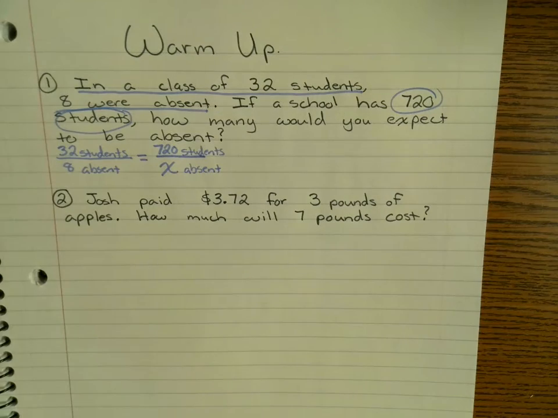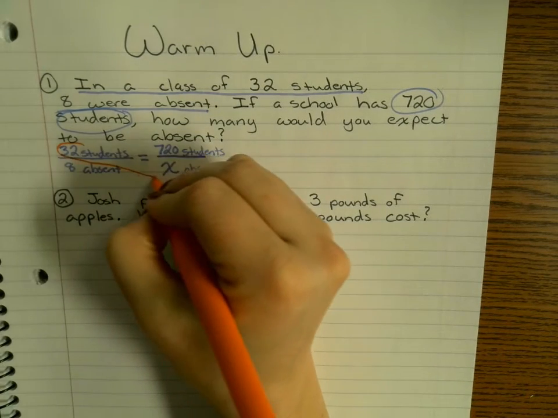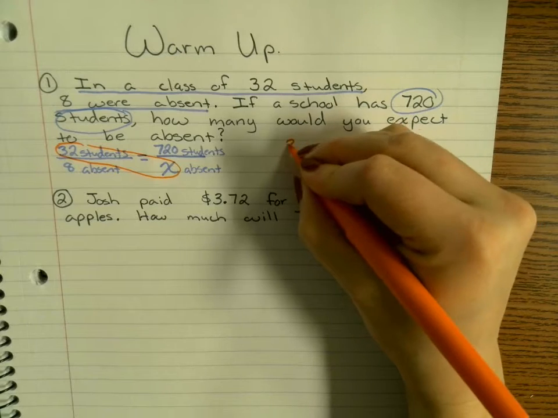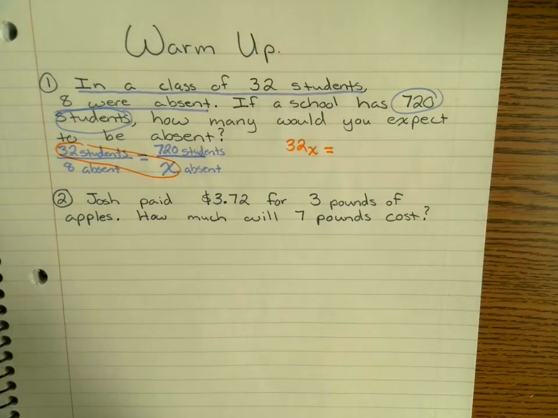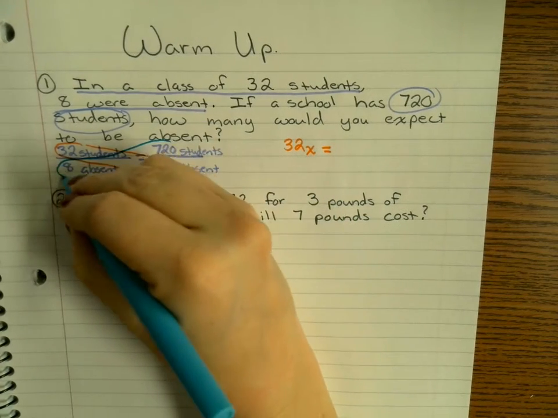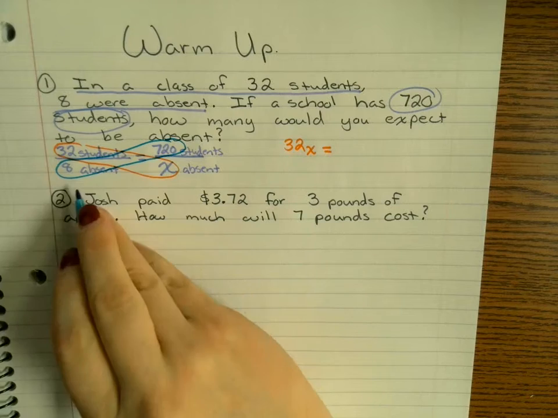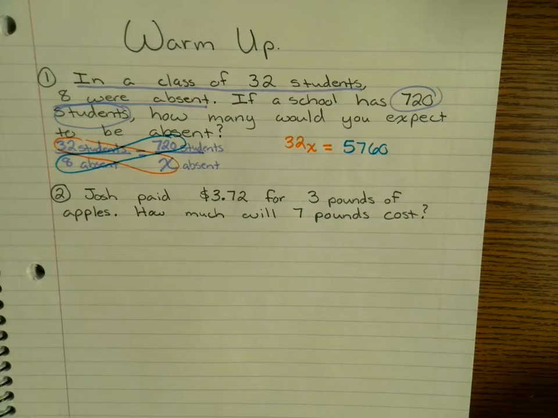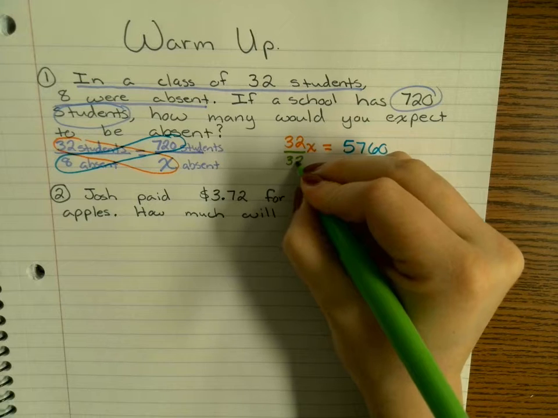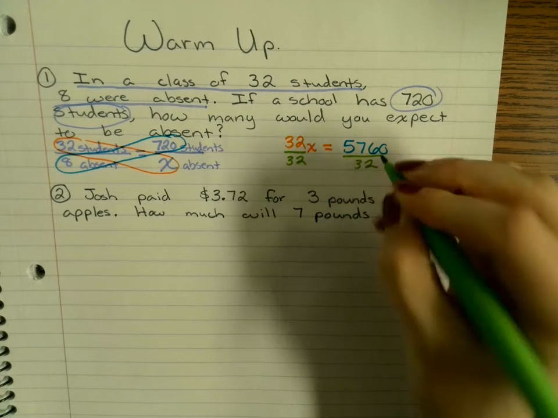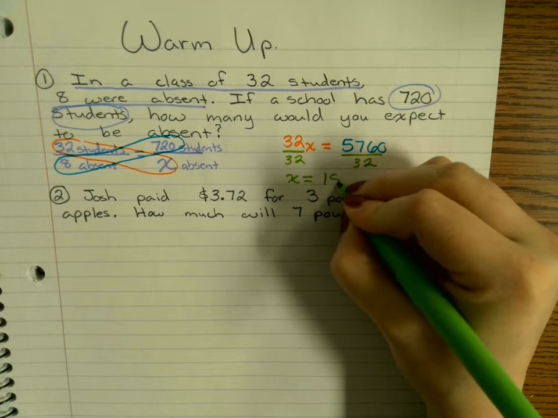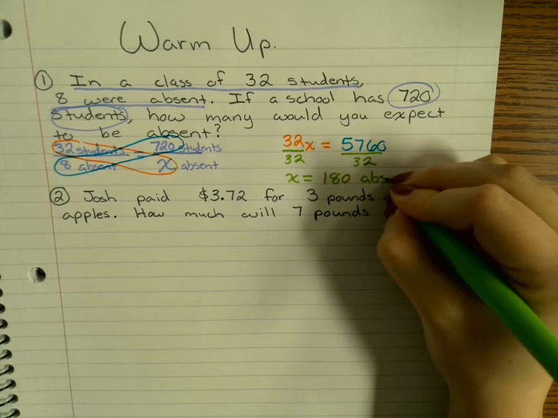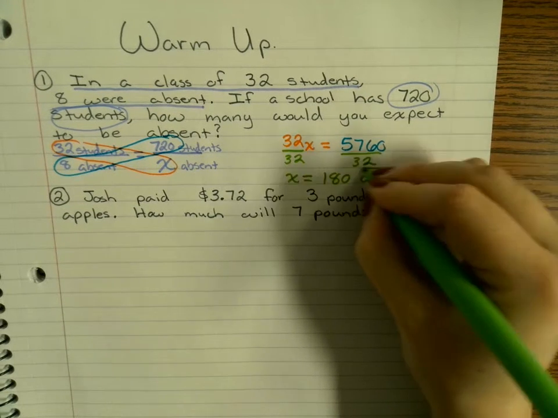We're going to multiply 32 times x, which is going to give us 32x. Then we're going to multiply 720 times 8. 720 times 8 is going to give us 5,760. Then our last step to complete this, we would divide both sides by 32. And we would find that x is going to be equal to 180 absences. So 180 that are going to be absent would be the expectation.